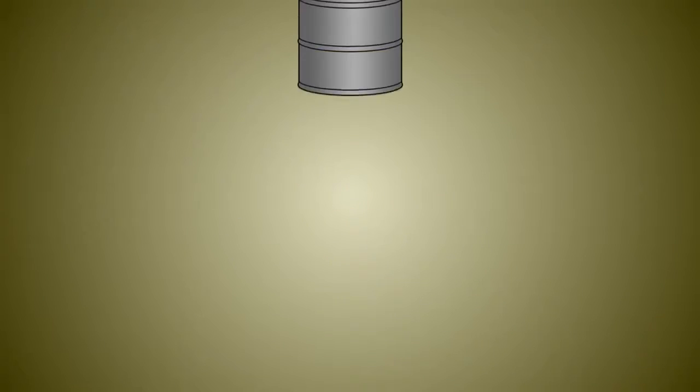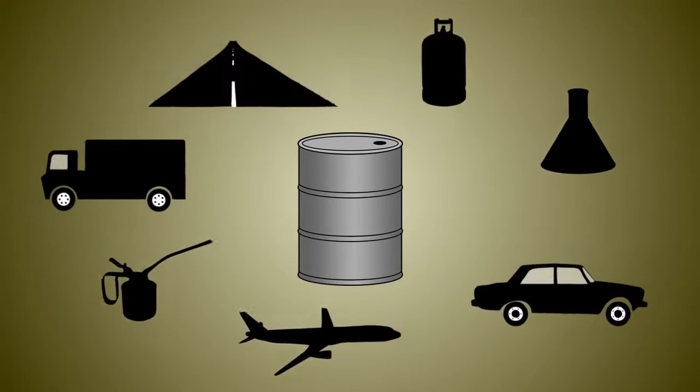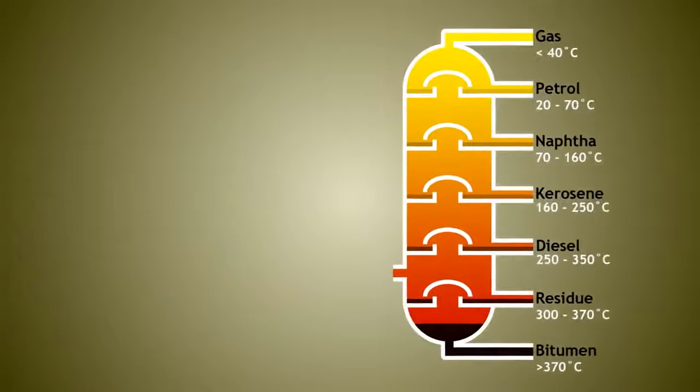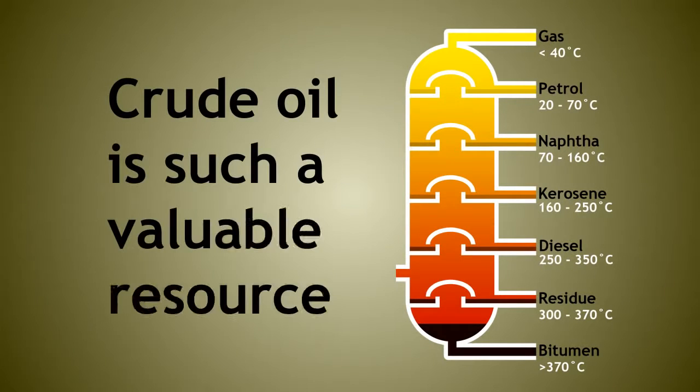As you can see, crude oil contains many useful products that just need to be separated from the crude oil mixture. Now, at the end of this lesson, you should have a better understanding of why crude oil is such a valuable resource and the use of each of the main fractions.